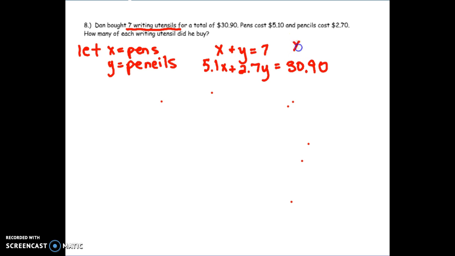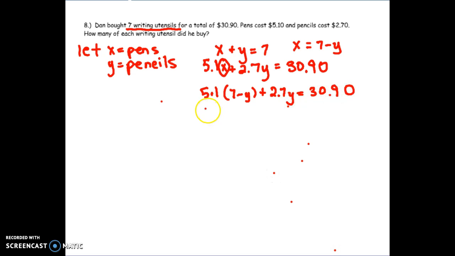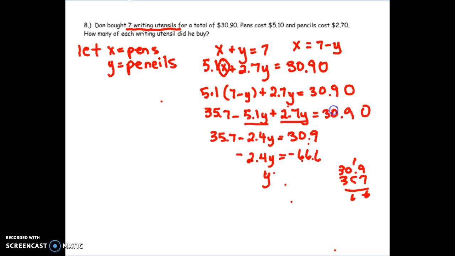Let x be equal to 7 minus y. Because x is equal to 7 minus y, I'm going to circle x here, and I've got 5.1 times my x, which is 7 minus y, plus 2.7y is equal to $30.90. Now I'm going to distribute: 35.7 minus 5.1y plus 2.7y equals $30.90.